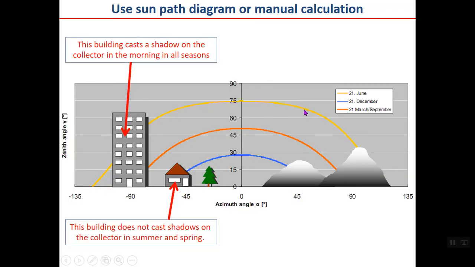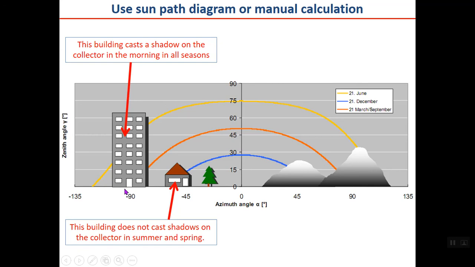The top curve, as you know, is for the summer solstice, 21st of June. The lowest one, the blue curve, is 21st of December or winter solstice. And the middle one is for the equinoxes, which is 21st of March or 21st of September. And then if you look at the position of the obstructions on this graph, you may see, for example, this building casts a shadow on the collector in the morning in all seasons, because here is the morning where azimuth angle is negative, and here it is afternoon.